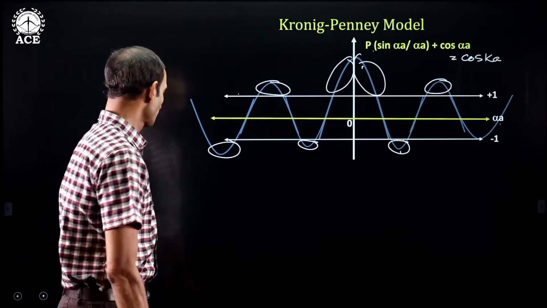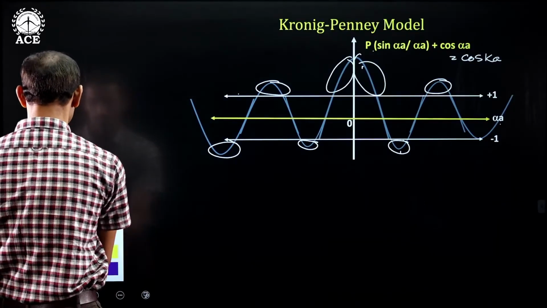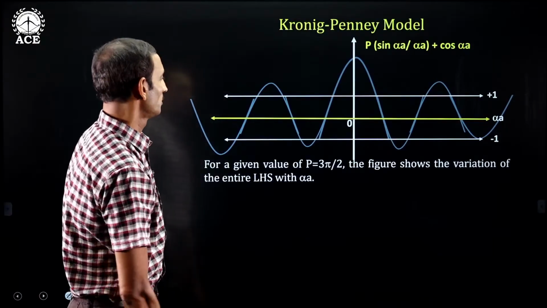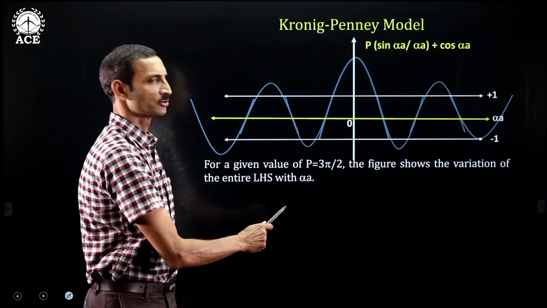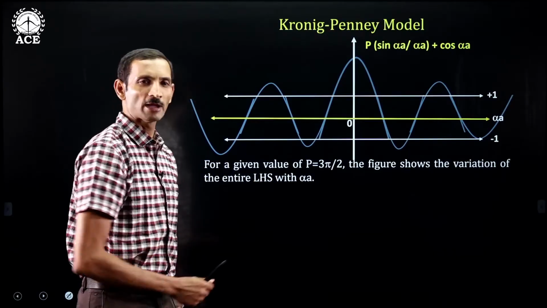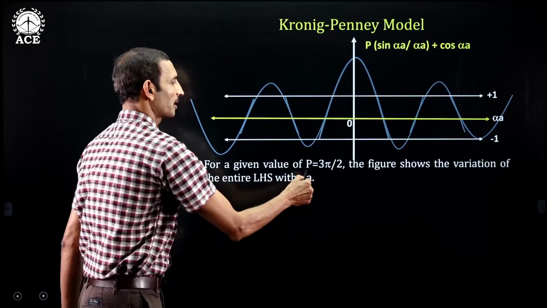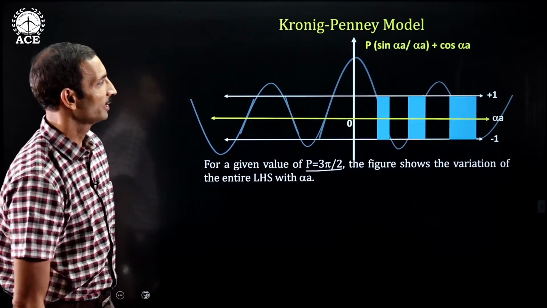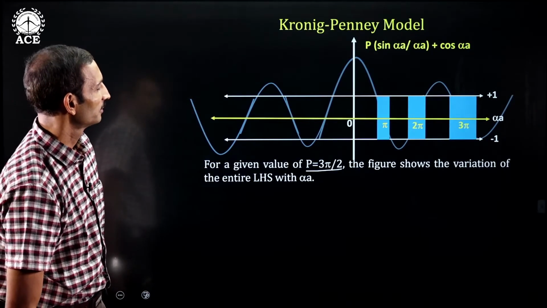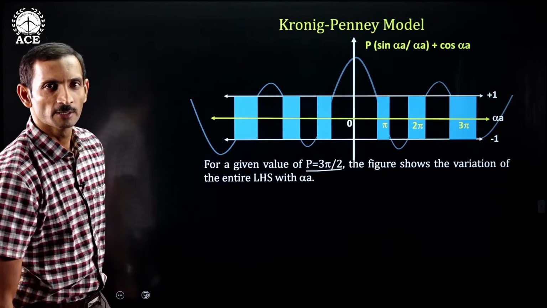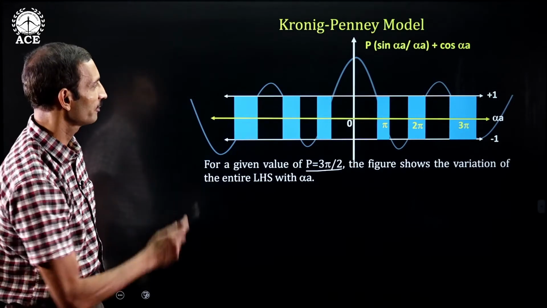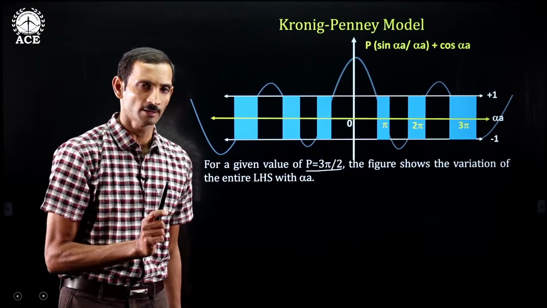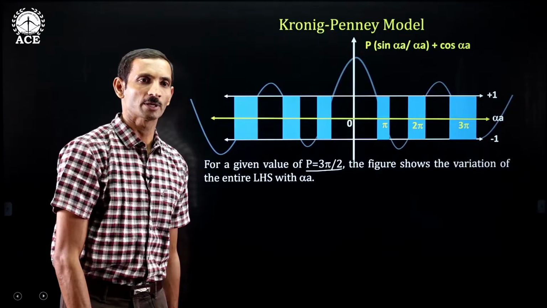Now, I would be considering this particular graph. This graph is drawn taking the value of P as an arbitrary value equal to 3 pi by 2. Now we're going to have these bands, which specify the allowed values of alpha A for which the curve remains between plus 1 and minus 1.